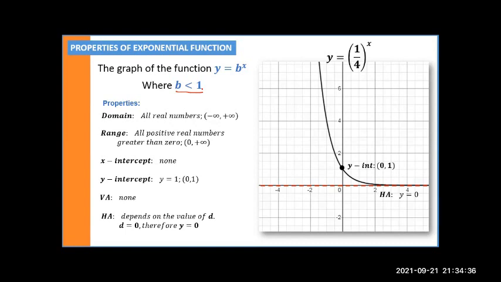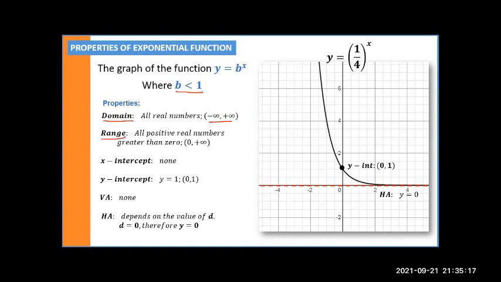So, ibig sabihin, nasa pagitan lang ng 0 at 1. So, katulad ng example dito, 1/4. So, ang 1/4 kasi is less than 1. Okay? So, ganito pa rin yung properties natin, which is a general one. So, meron lang tayo mapapansin kaibahan, which is the behavior. So, behavior lang ang nabago. So, ganun pa rin yung properties ng domain. So, all real numbers sa statement. Then, sa interval, from negative infinity up to positive infinity. So, walang restriction pa rin sa domain.